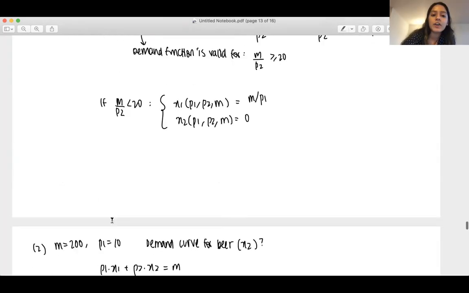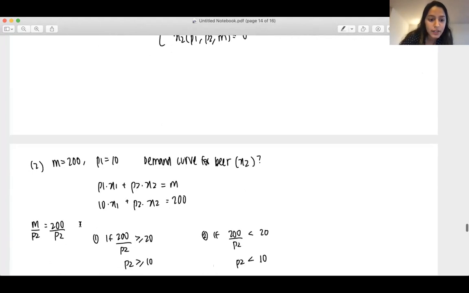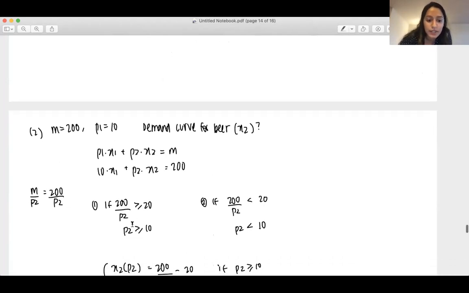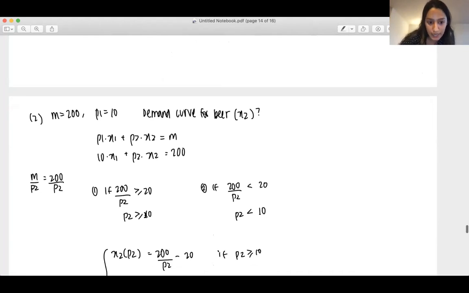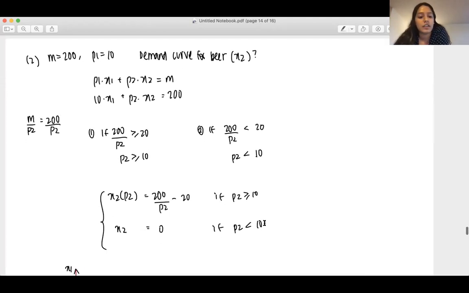Now, when we go back, we see that there are 2 parts to it. So here, m over p2 is bigger than or equal to 20. That's what we are going to be working with here. Because we go with 200 over p2, which is m over p2, bigger than or equal to 20. So in this case, p2 is less than or equal to 10. It's important to write it out like this so that you know what to label when you draw out the graph. And for the second part of the equation, 200 over p2 is less than 20, so p2 is greater than 10.